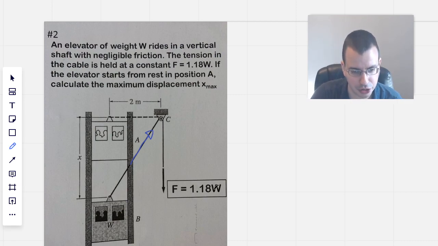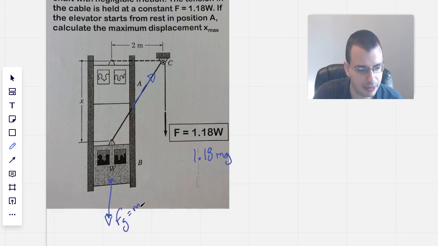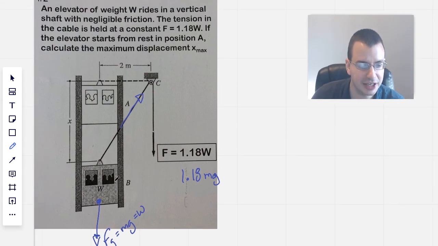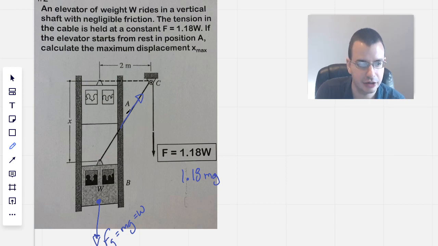So I'm going to rewrite this real quick. Instead of saying 1.18 weight, I'm going to call this mass times gravity, because that makes it a little more obvious that it's the force. If we look at the weight of the elevator, we have a force of gravity downward, which is mass times gravity, which has been labeled as weight. And as the elevator goes down, this angle changes so that eventually the vertical component of this tension vector, right there, will equal the weight of the elevator.